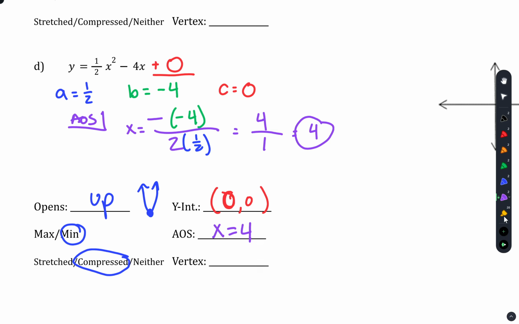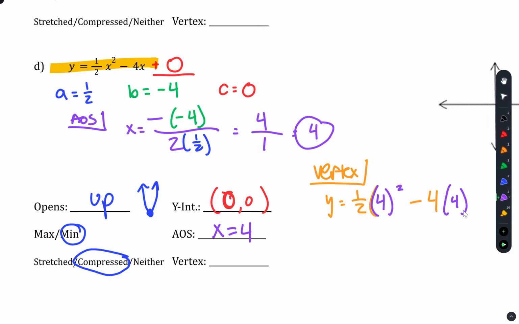Vertex. We're going to take our original equation. This guy right here. I don't care about that plus 0. It wasn't there to begin with, so I'm not going to bother with it. Vertex. I want y equals 1/2. Look at how I'm putting this in parentheses all nicely. Squared. Minus 4 times 4.